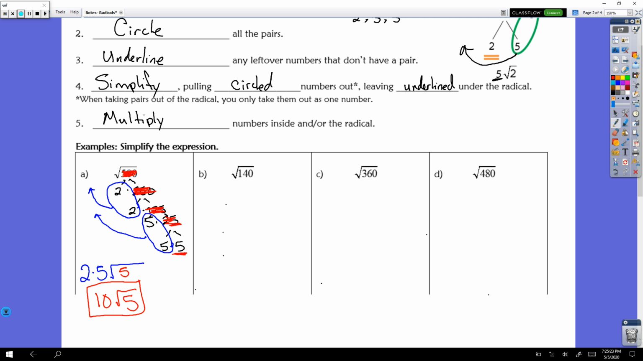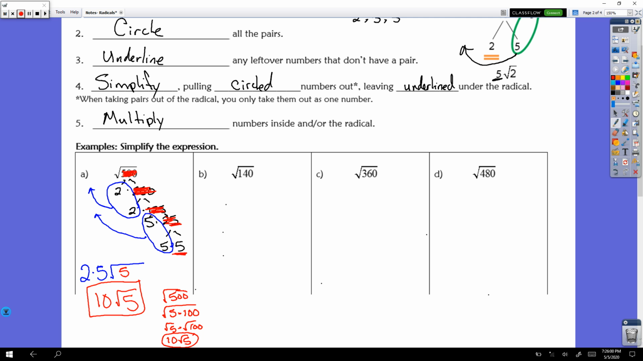Now, the other way to do this is to look for perfect squares within your bigger number. Just to show you an example of what I mean, say I have the square root of 500. I know that 100 is a perfect square within 500, right? That would be the square root of 5 times 100. Now, with multiplication, I can break that up. I would have the square root of 5 times the square root of 100, and the square root of 100 is 10, so 10 root 5.